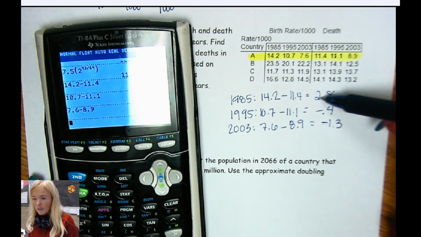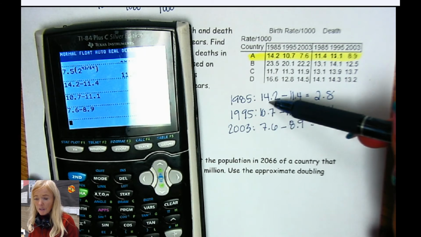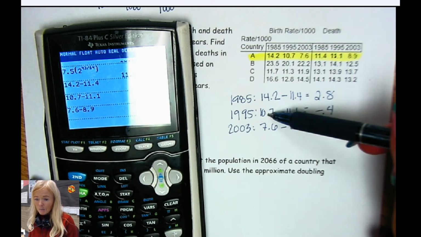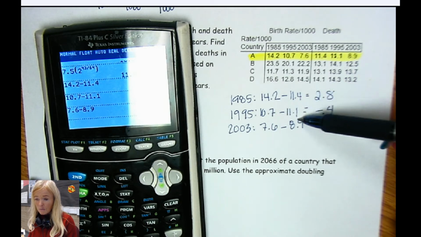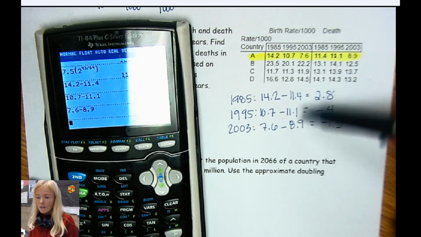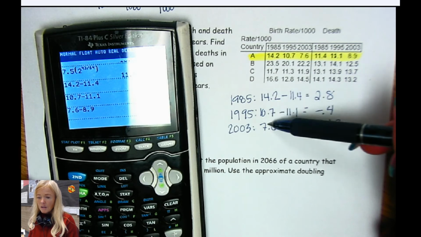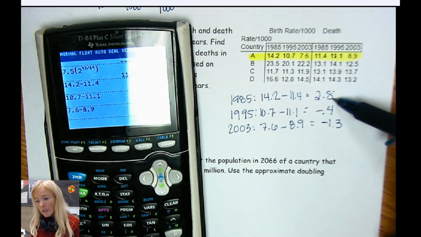So as we're looking at this, notice what's happening with the birth rates each of those 3 years in question. So it's a 14.2, and then 10.7, and then 7.6. So it's going down quite a bit for your rate 4, and then 3, and then here we have the death rates going down as well. So 11.4 to 11.1 to 8.9. They're not as staggering as our birth rates in their decline, but we have a 2.8 growth rate.